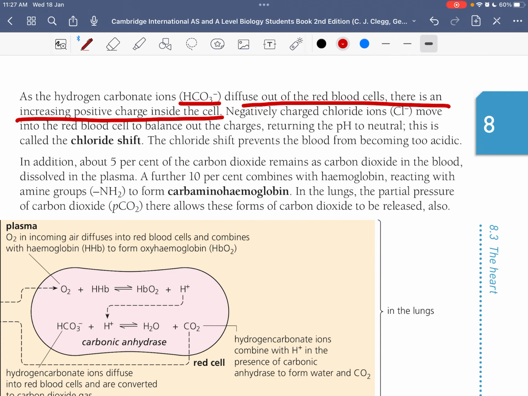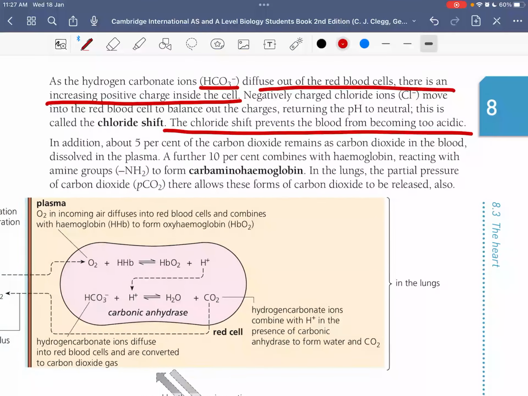This is known as the chloride shift, and the chloride shift prevents the blood from becoming too acidic. So I had actually already told you that I will give you some more detailed information about the chloride shift, so there it is. If you haven't understood this, you can listen to my recording once again and things will become clear. Let's move on to the next bit.